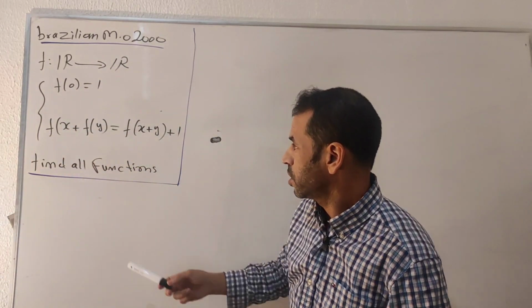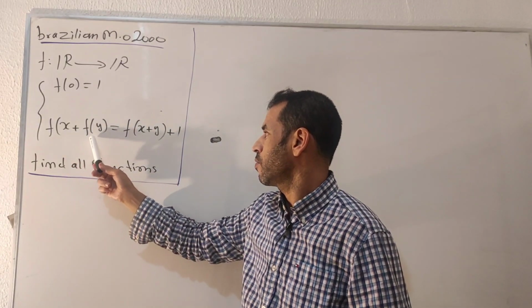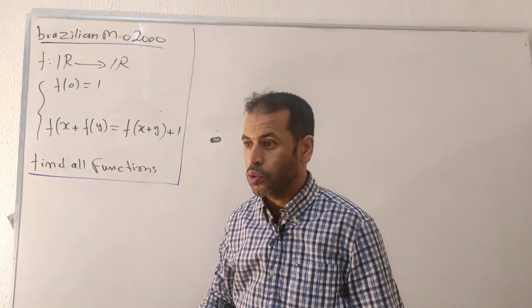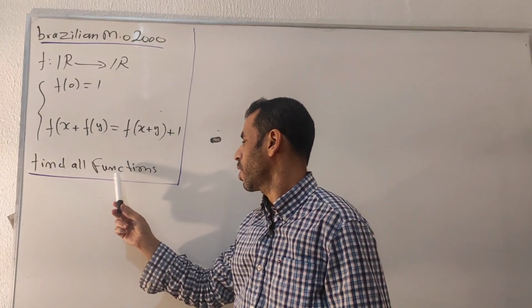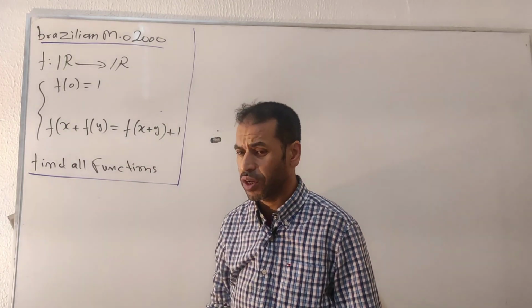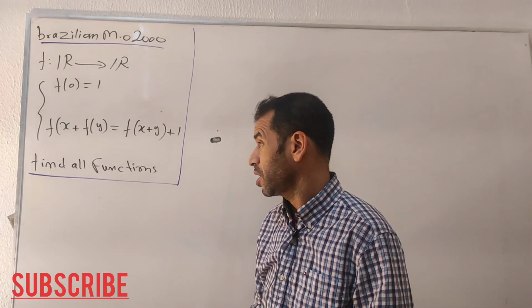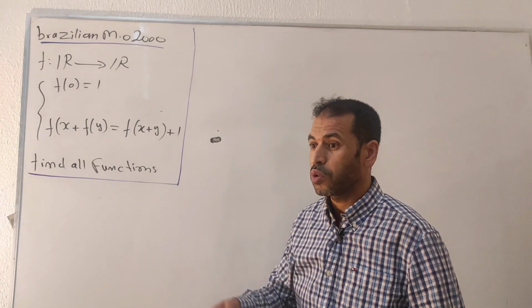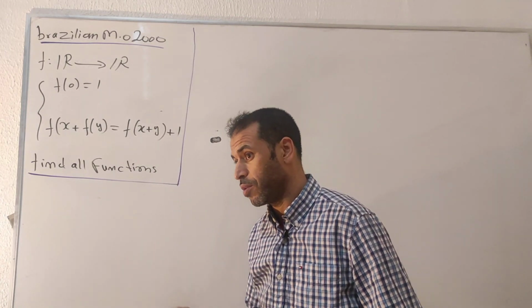And we have the second condition: f(x) plus f(y) equals f(x plus y) plus number 1. So the question is, we are going to determine all the functions which satisfy this condition. In fact, this is a very nice and straightforward problem. It's not easy, it's not hard at all, but it's a very important and useful function. So I'm going to talk a little bit about this one.